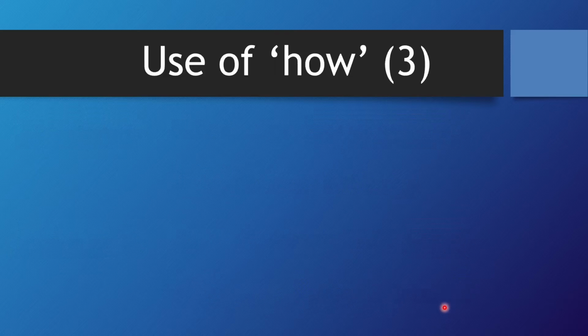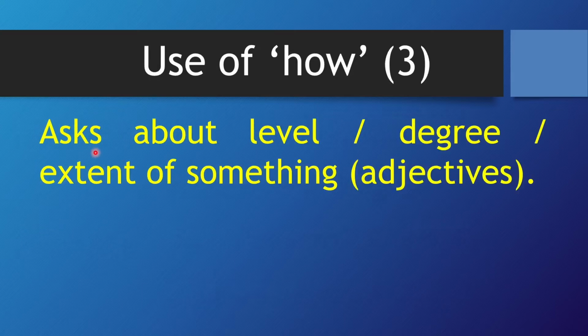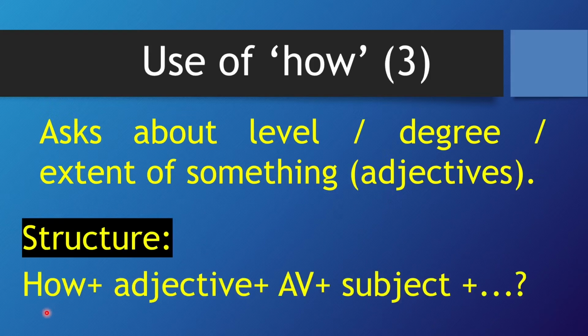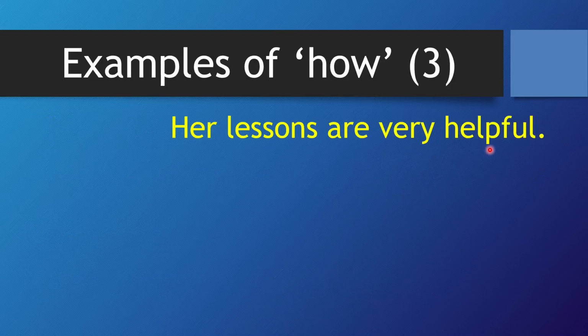Now, let me show you rule 3 of using how. It asks about the level, degree, or extent of something in the case of adjectives. The structure is how, after that the adjective comes, then the auxiliary verb comes, then the subject comes, and at last the other part of the sentence and a question mark. Now let me give you an example. Her lessons are very helpful.